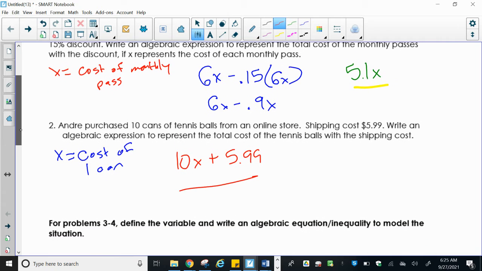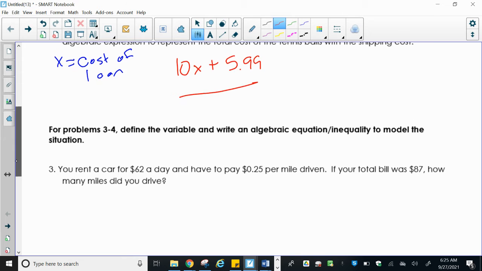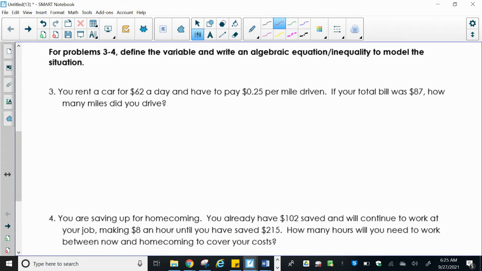All right, so let's just review, like a warm-up of what we did at the beginning of the year. This is really the types of problems you'll see on your quiz tomorrow. You'll see these on the homework you'll do later as well. Okay, so we're going to define a variable, write our equation or inequality, solve, and answer the question.